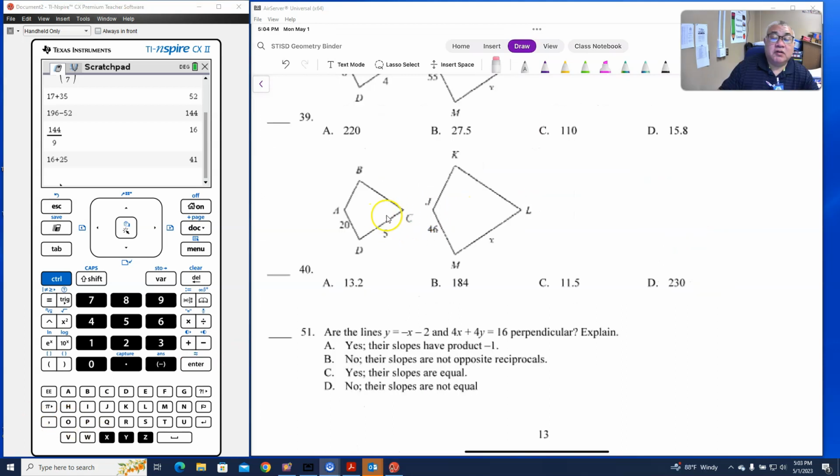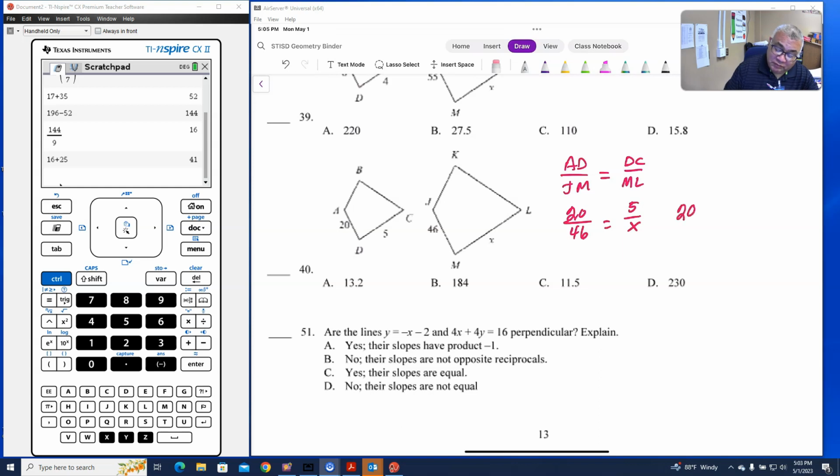These two polygons are similar. We have AD is to JM as DC is to ML. So AD is 20. JM is 46. DC is 5. ML is X. So let's go ahead and multiply.